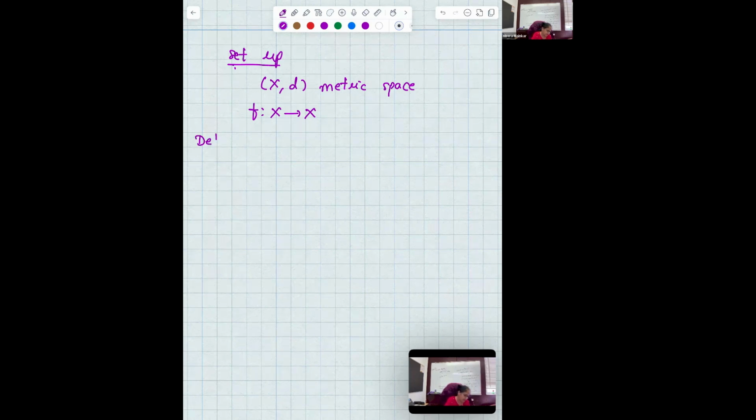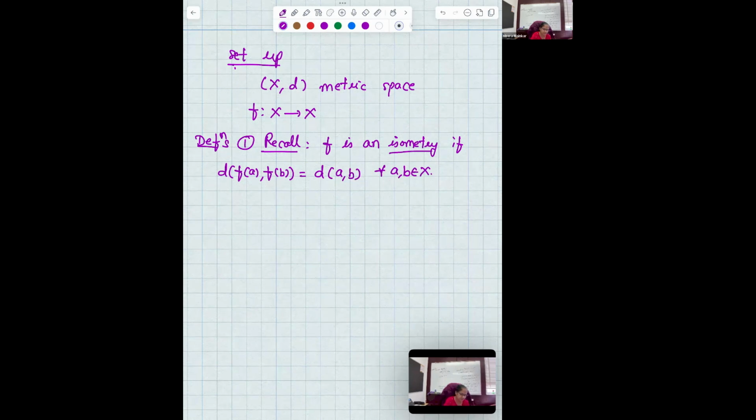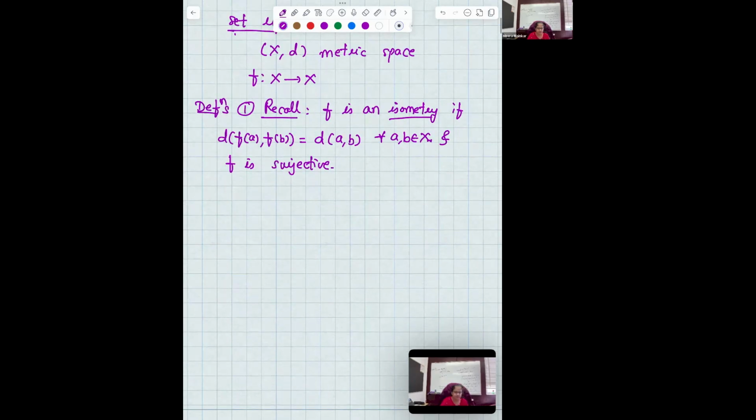Then I want to recall certain definitions. Number one: we say f is an isometry if the distance between the image points is the same as the distance between the two points in X, and f is surjective.